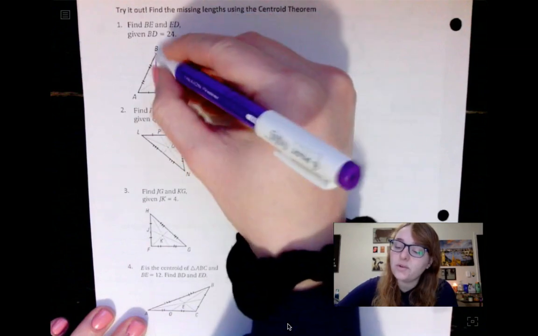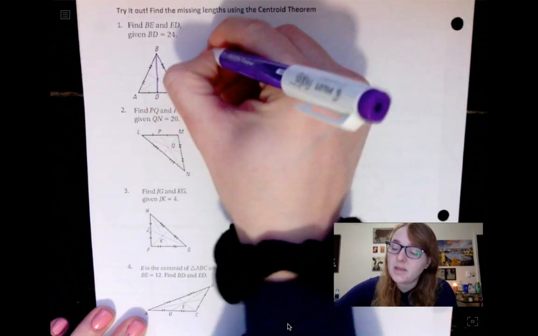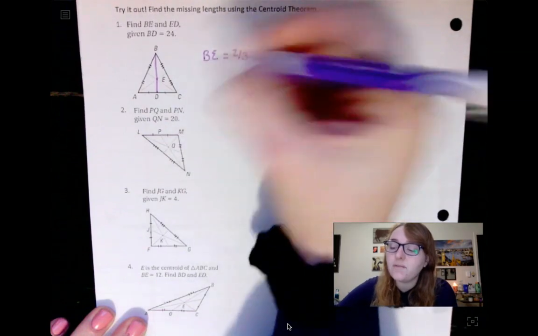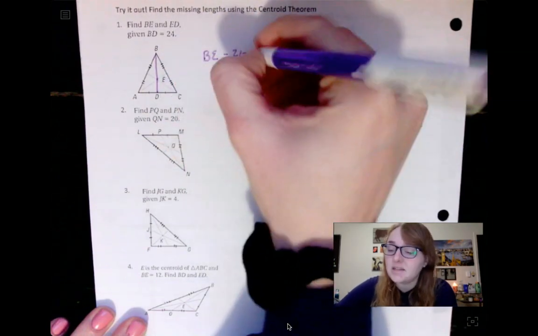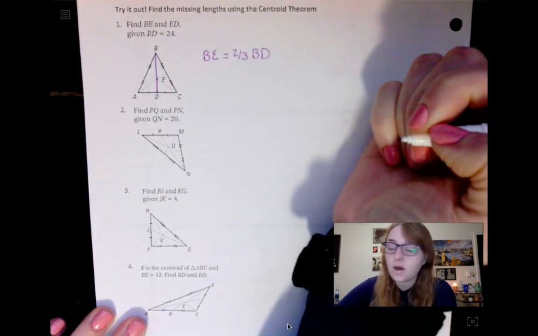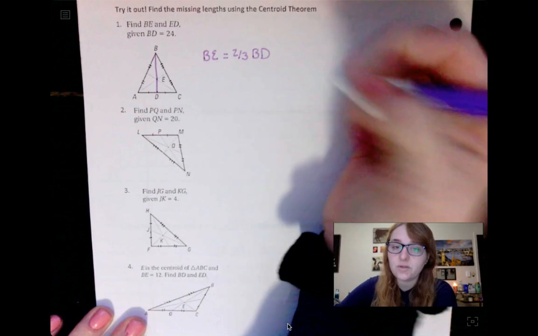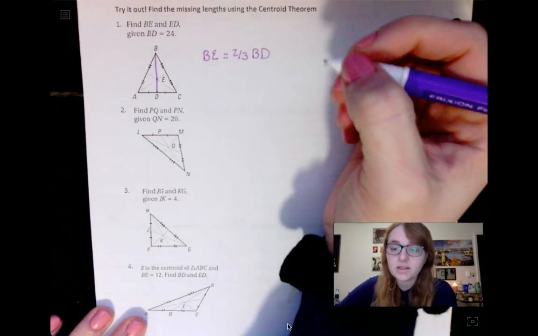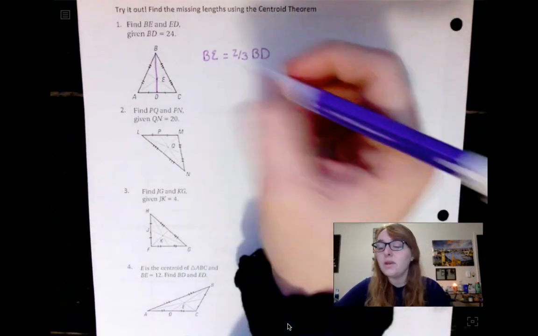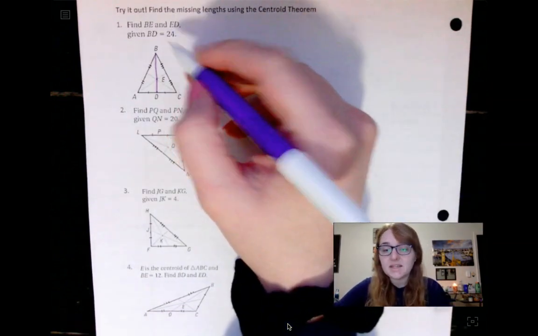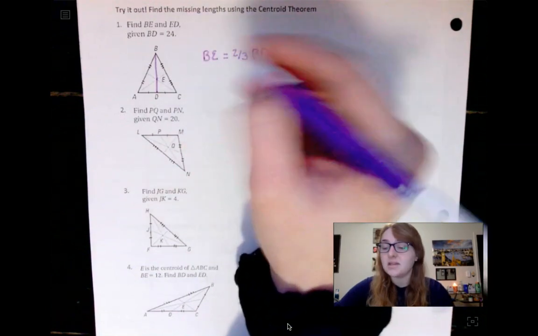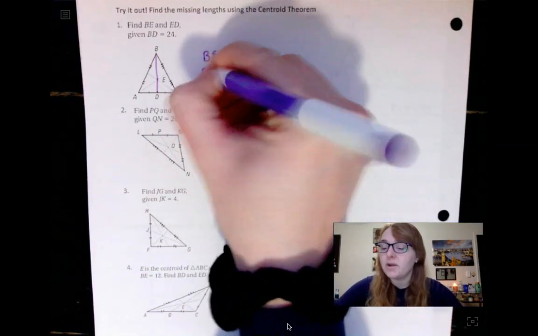Okay, so from vertex to centroid, BE is equal to 2/3 of the whole thing, B to D. Those are the same equations that we just set up with the centroid theorem here. So vertex to centroid is equal to 2/3 of the whole thing. All right, now we know what the whole thing is. We know what BD is. That's 24. So we're going to plug in 24 in place of BD here. So I'm going to rewrite my equation.